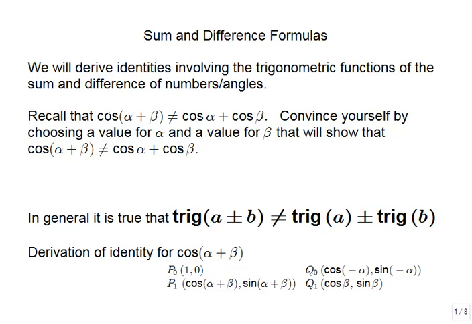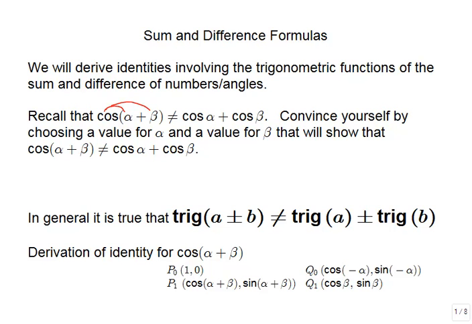In other words, you're not allowed to distribute this cosine across parentheses. That's a common mistake by students. Let's see why it's not true. All you have to do to show that it's not true is find a counterexample: find an alpha and a beta that show that this is not true.